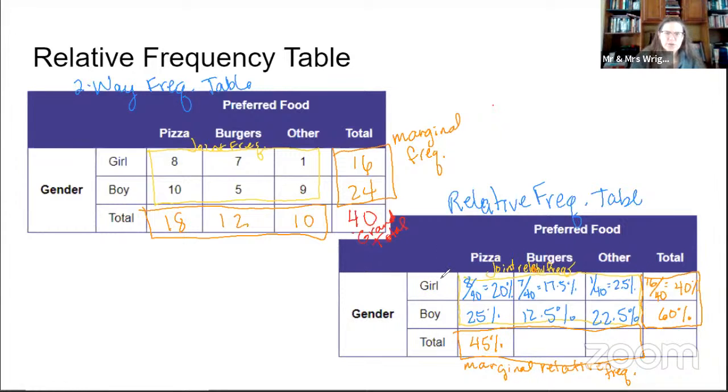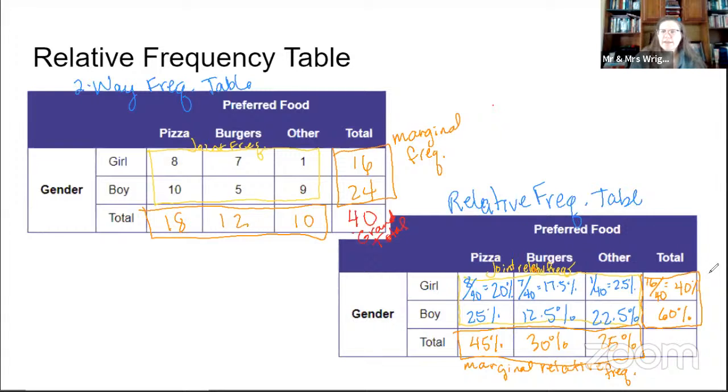So my next marginal relative frequency is the total number of burgers. So I've got 12, and I'm going to divide by my grand total of 40, and I get 30%. So for my next marginal frequency, I'm going to take the people who preferred other, no matter their gender. So right up here, 10, the total number of people who preferred other, and I'm going to divide by my grand total, which is 40. So 10 divided by 40, and I get 25%.